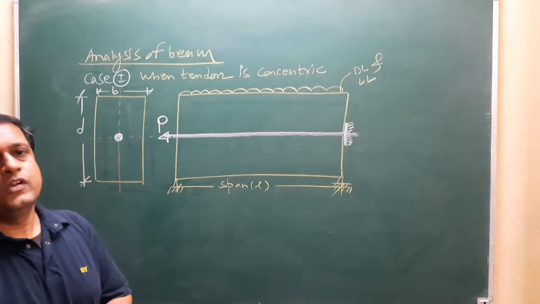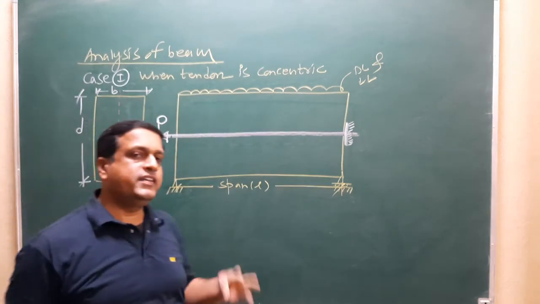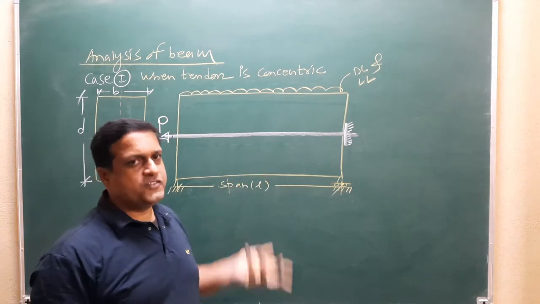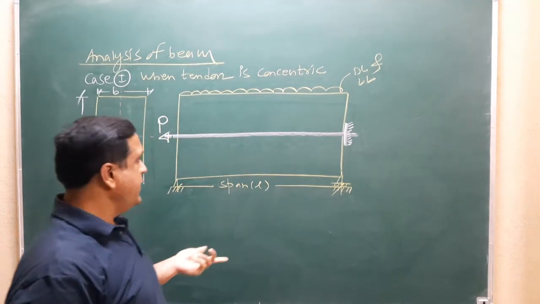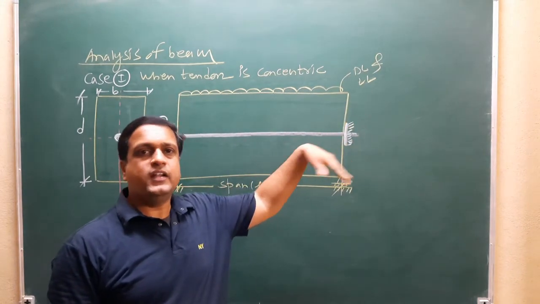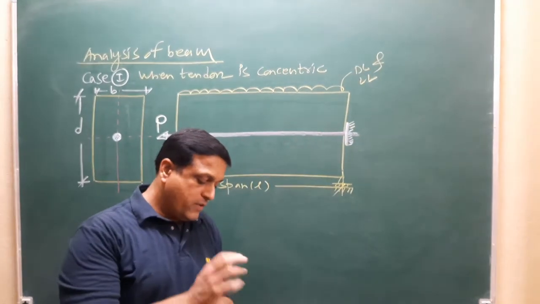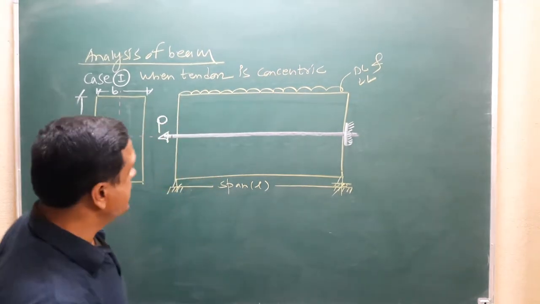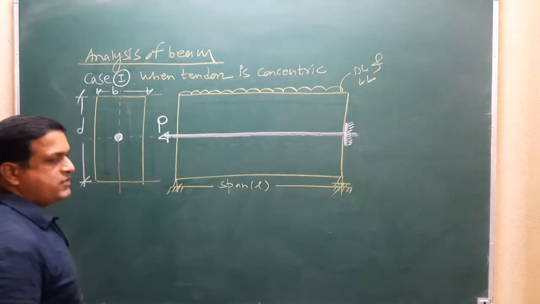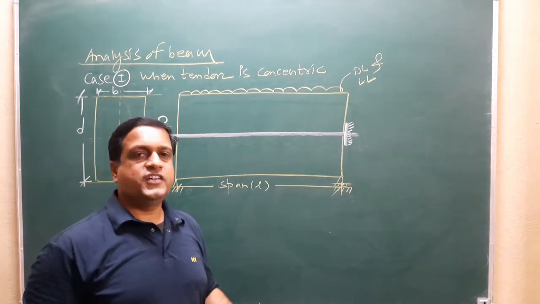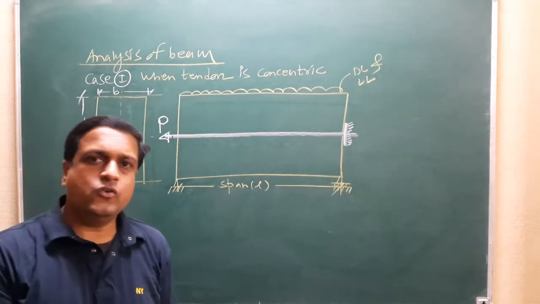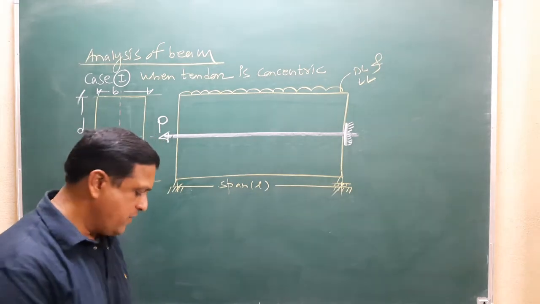Now what you have to do? You have to find out three stresses. One, the direct stress developed due to the prestressing force. Then the bending stress developed due to the dead load, and the bending stress developed due to the live load. You have to find out the top and bottom fiber stresses, the stresses at the top fiber as well as at the bottom fiber. So how to find out the stresses? I will tell you.